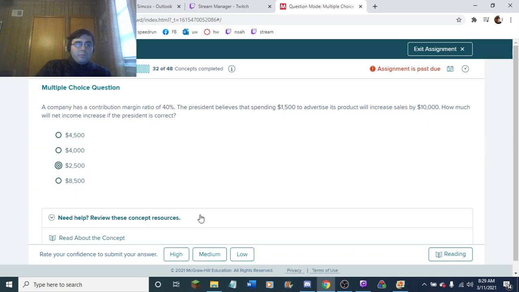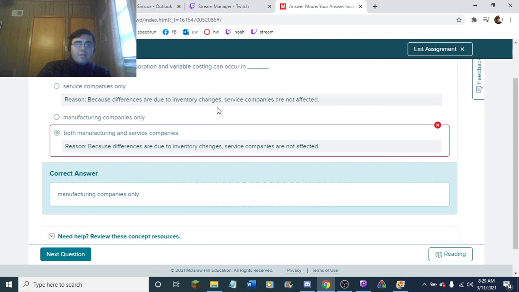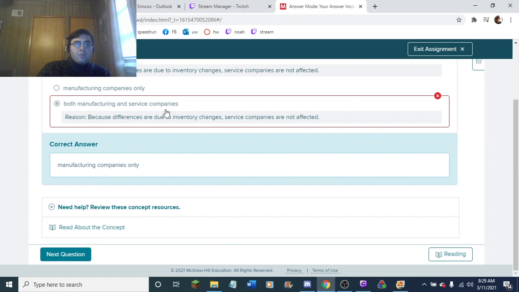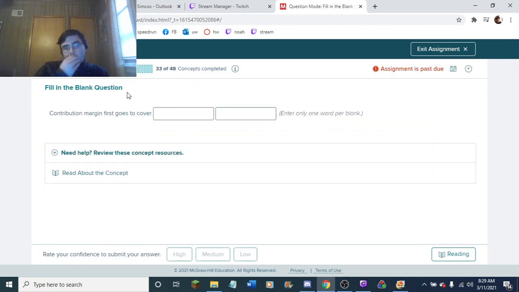$2,500. What? It only occurs in manufacturing companies. This only occurs in manufacturing companies, and it's due to inventory changes, so service companies are not affected. I remember this question. I can't remember the answer, though. Fixed cost. Oh.